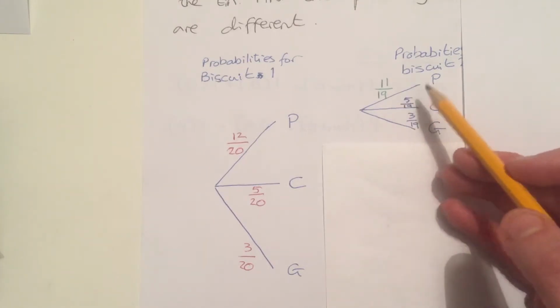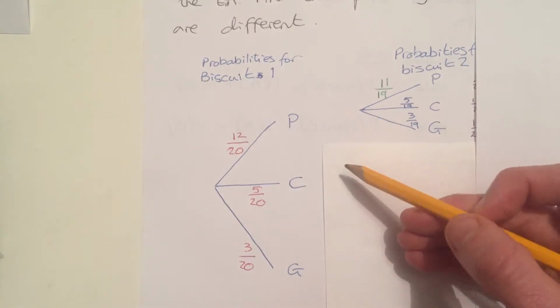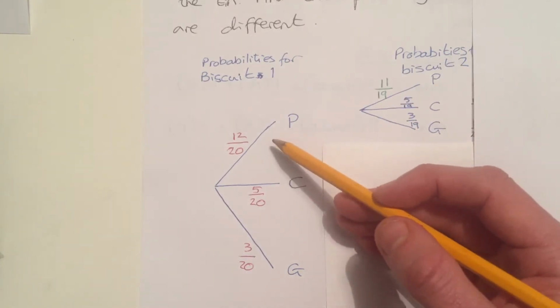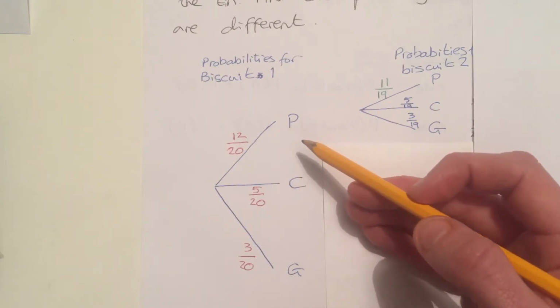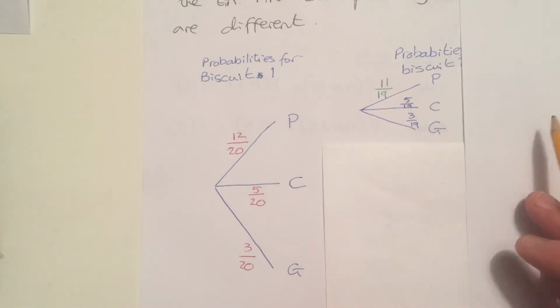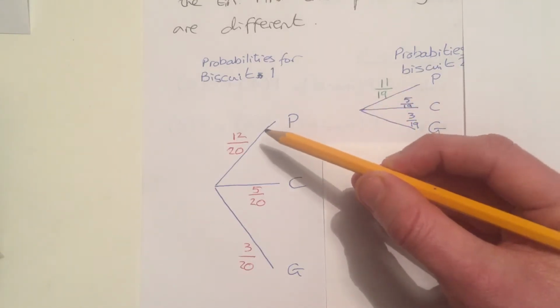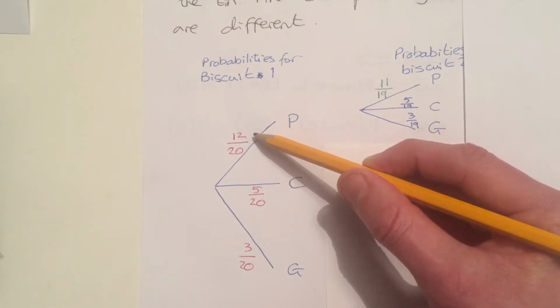So what's the probability of the second biscuit being plain? Now I'm making an assumption here that the person taking the first biscuit did not put it back into the tin. I'm assuming they ate it, because it would be a bit weird if they put it back into the tin. So you can see here that there were 12 plain biscuits to begin with.